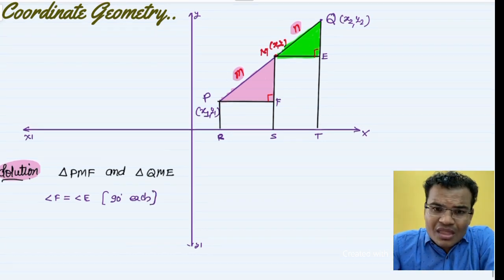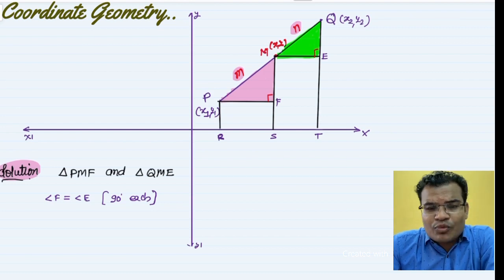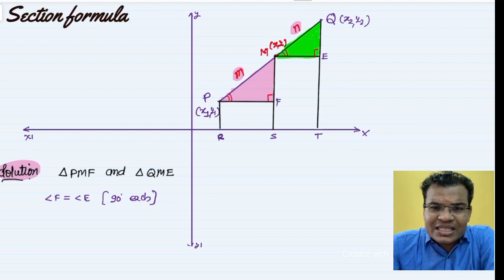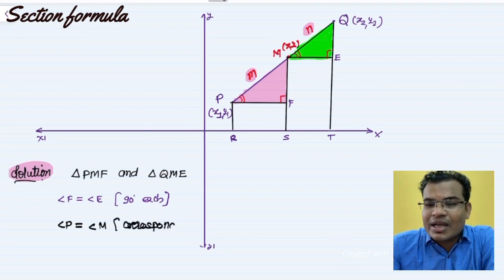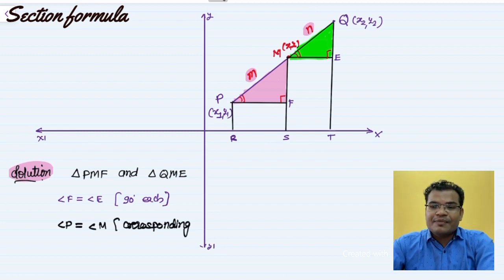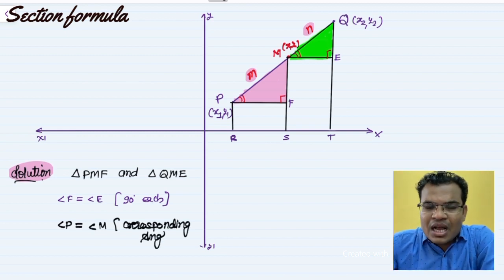Second thing, angle P and angle M are also equal because you can see here that angle M and angle P are corresponding angles. Since ME and PF are parallel lines, P and M will be equal corresponding angles. So you just write the reason here why these two triangles are similar. Okay, after this we'll move towards the criteria.